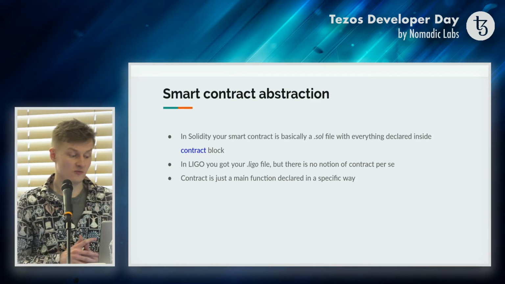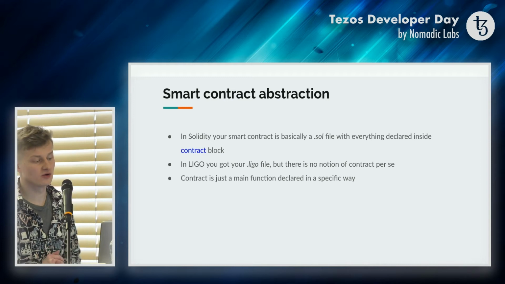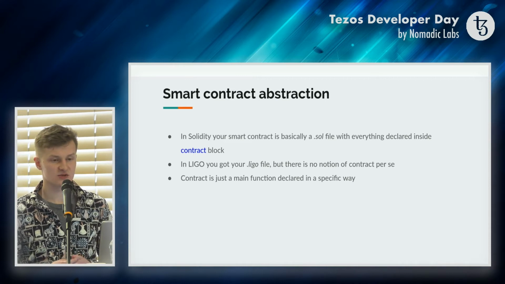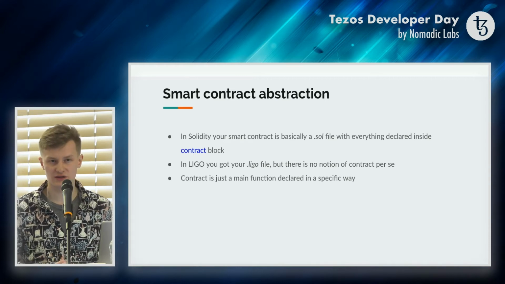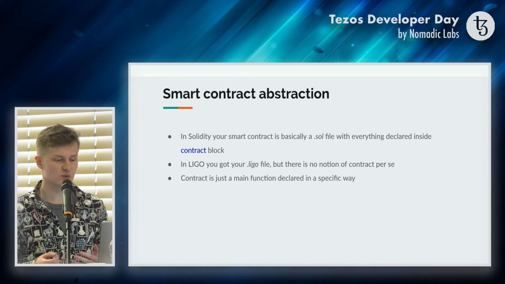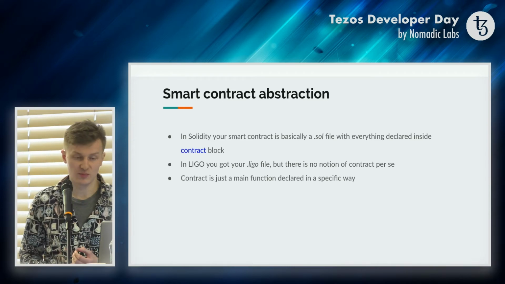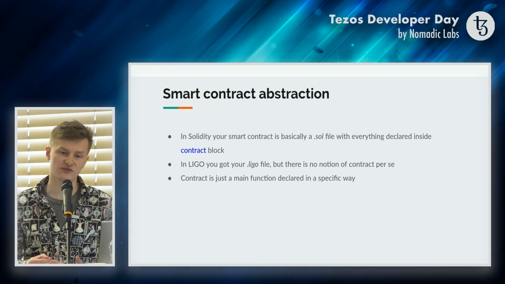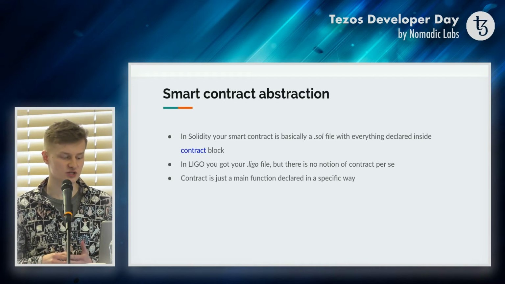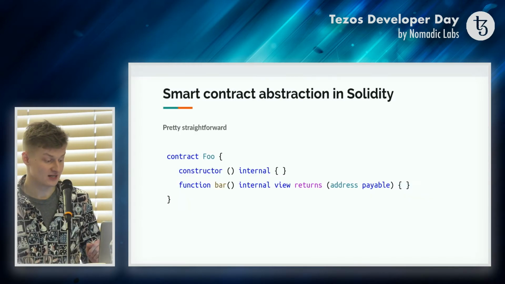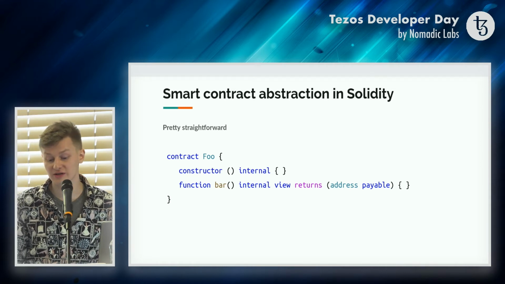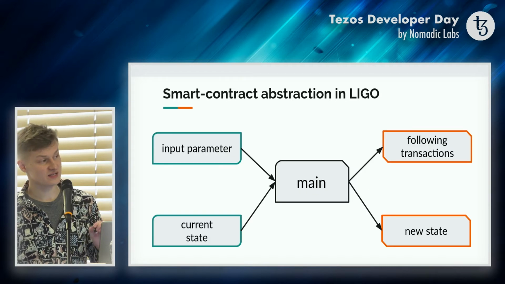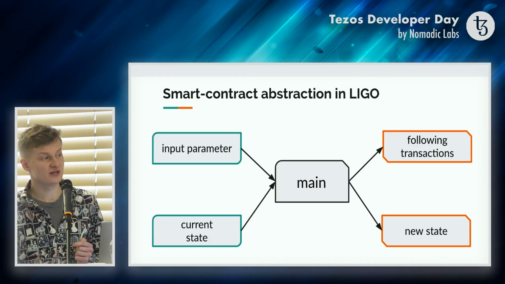All right, so there is a big difference between how a smart contract is abstracted in both these languages. So in Solidity, basically what you have is your sol file, and you have your contract keyword, which specifies what is a contract. But in LIGO, you have a LIGO file, and there should be a special function named main, and this function has to be defined in a specific way. So this is, for example, our declaration of a smart contract in Solidity. I think you're all familiar with that. But this is a scheme of the function which defines a smart contract in LIGO.